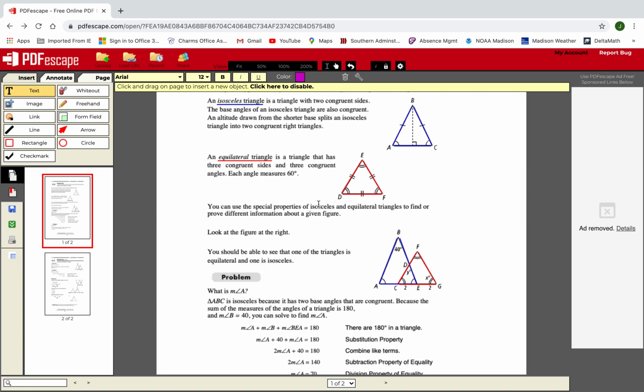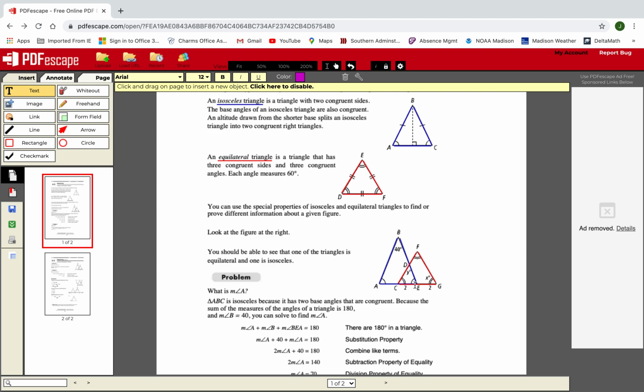So this says that you can use the special properties of isosceles and equilateral triangles to find or prove different information about a given figure. So looking at the figure at the right, now they're talking about this figure with those two overlapping triangles. It says that you should be able to see that one of the triangles is equilateral, and the equilateral triangle is in red, and the other one is isosceles, and the isosceles triangle here is shown in blue.